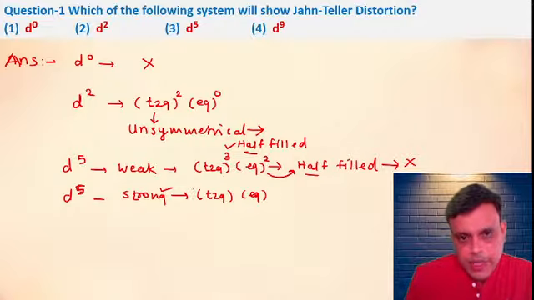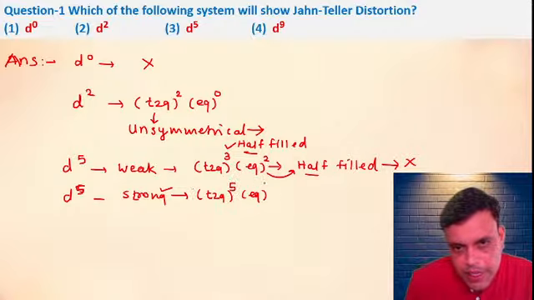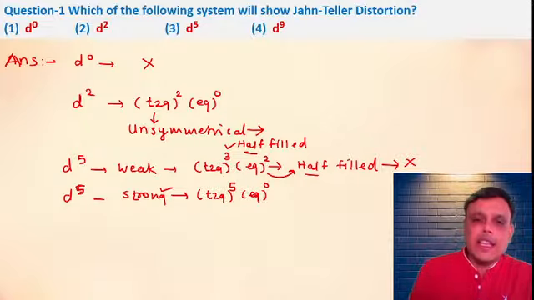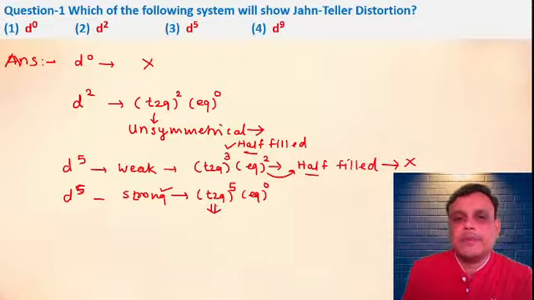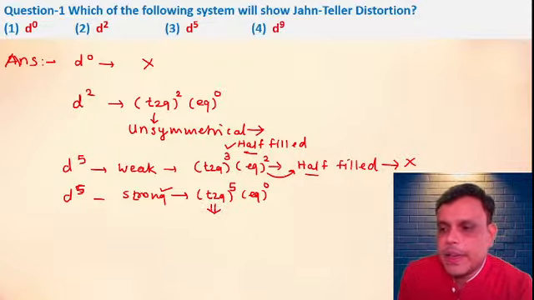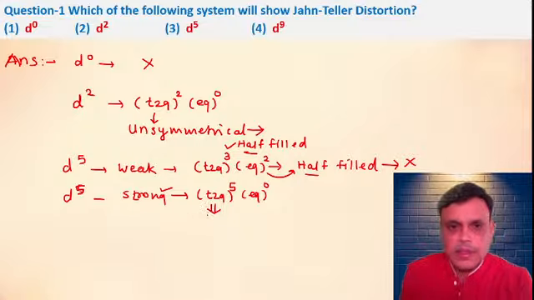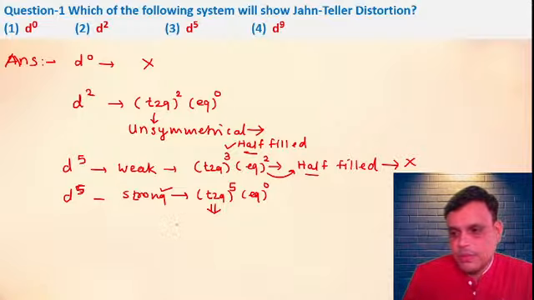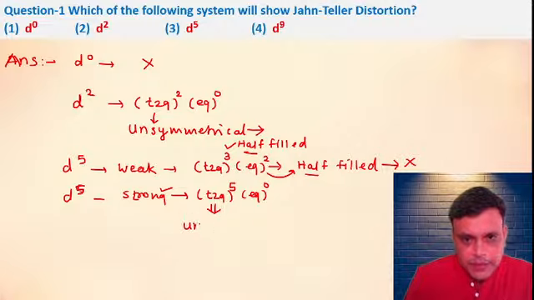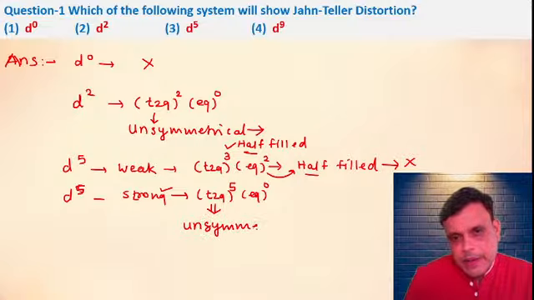T2g5 and eg0, correct. So here T2g5 and eg0. So whether it is symmetrical filling or unsymmetrical filling, tell me. This is symmetrically filled or unsymmetrically filled? T2g5 क्या है? चलो जल्दी से आंसर करो. Unsymmetrical filling, correct, very good.